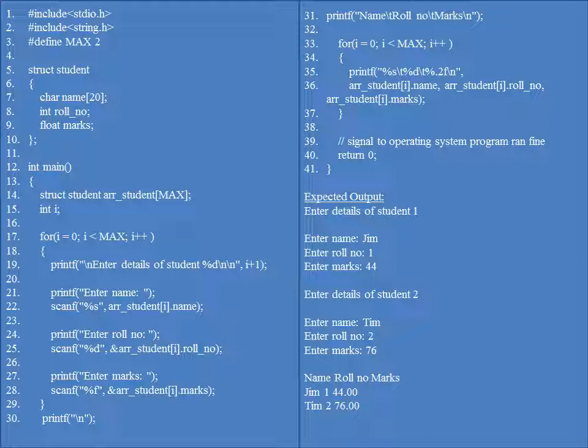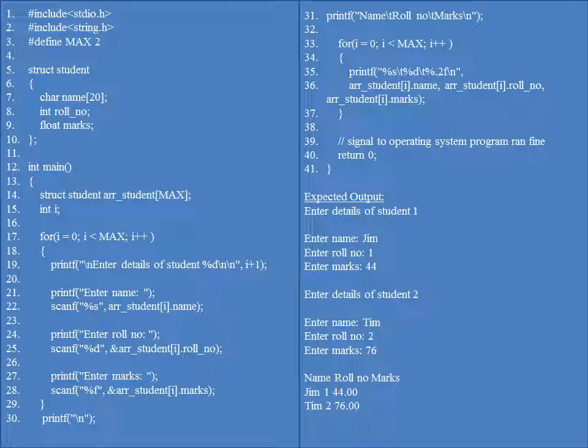For the first, 0th location, in real life, in the 19th line, there is no student number 0. So we are putting student number 1, because in arrays indexing starts from 0, but the layman does not know whether the array subscript starts from 0 or 1. We want to display, please enter the details of student number 1. So we are just showing i plus 1.